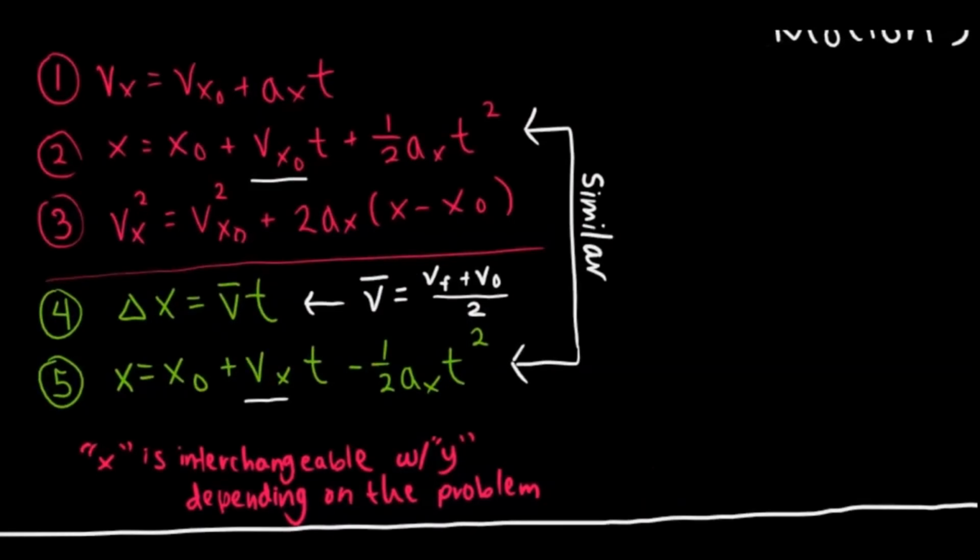So the first 3 here are on your reference table, but the 2 in green are not, and those would probably be helpful to memorize. So what you'll find is that 2 and 5 are pretty similar in terms of the content. The only difference is that the initial velocity is swapped with the final velocity. And to make up for that, instead of plus 1/2 at squared, it is minus 1/2 at squared.